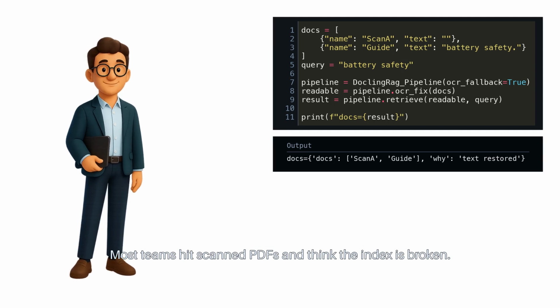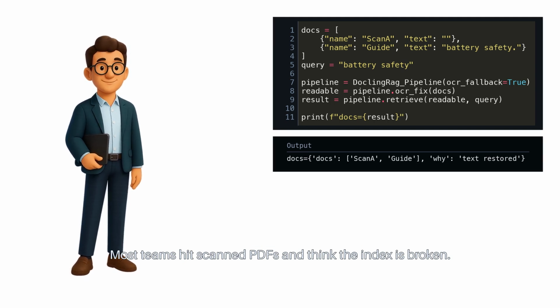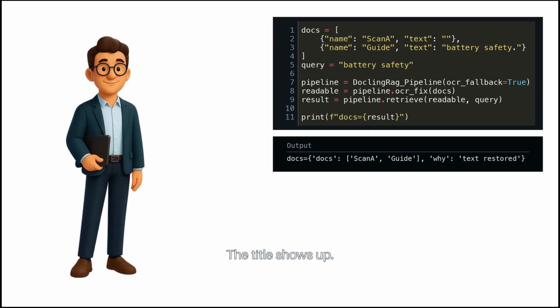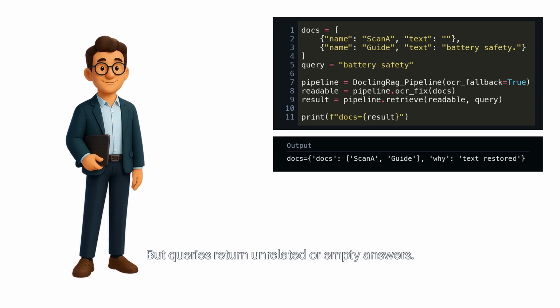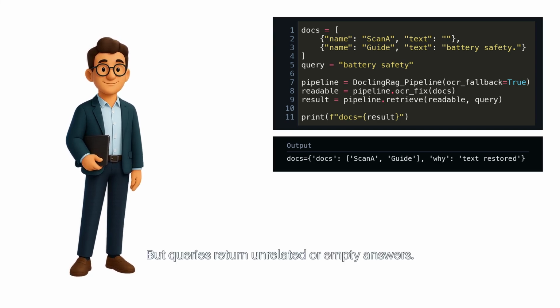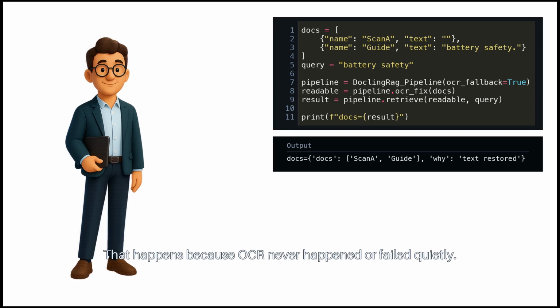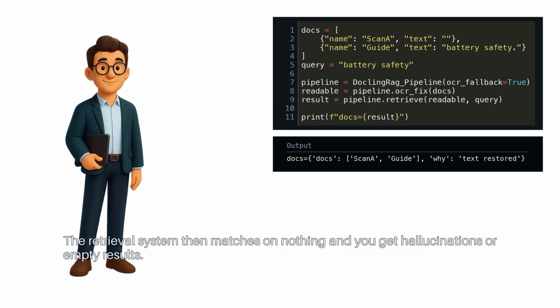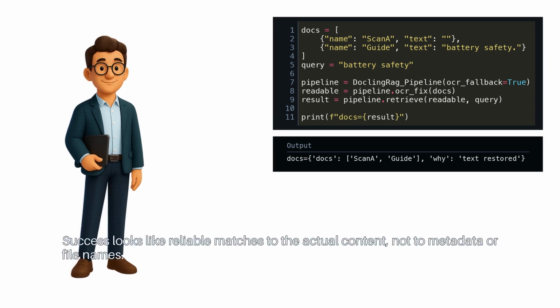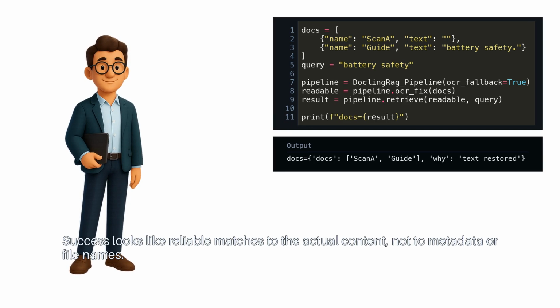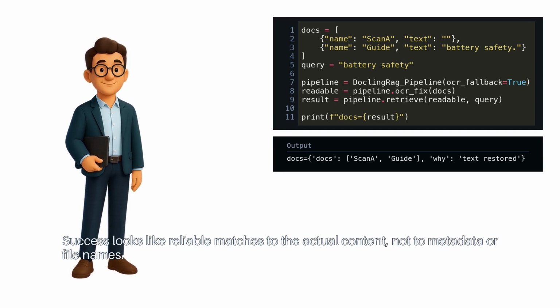Most teens hit scanned PDFs and think the index is broken. The file is there. The title shows up, but queries return unrelated or empty answers. That happens because OCR never happened or failed quietly. The retrieval system then matches on nothing, and you get hallucinations or empty results. Success looks like reliable matches to the actual content, not to metadata or file names.